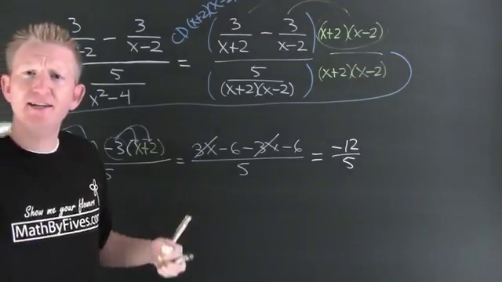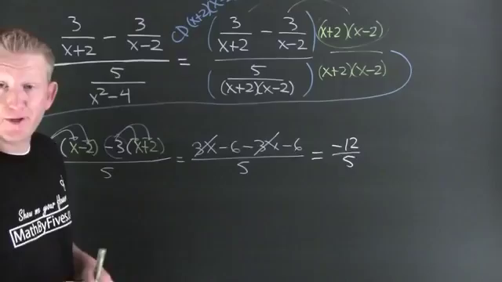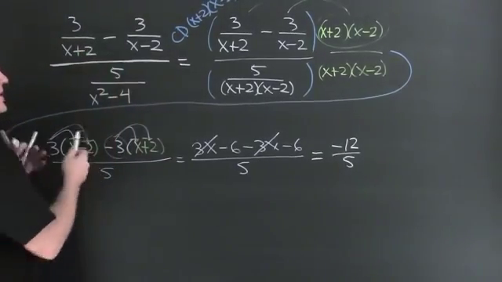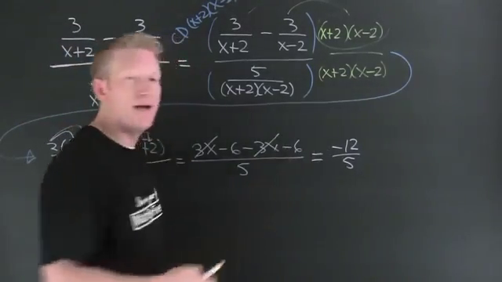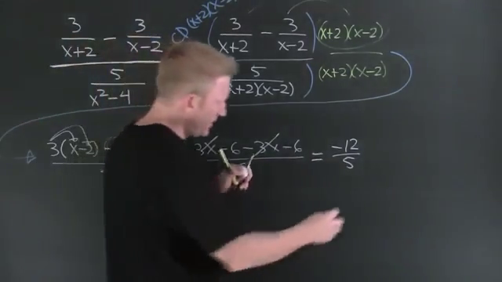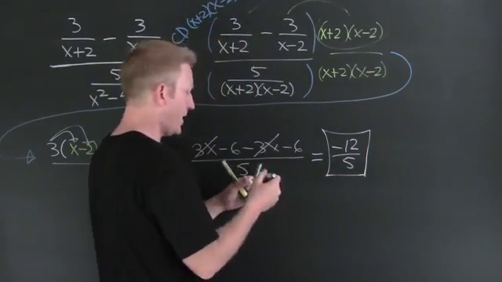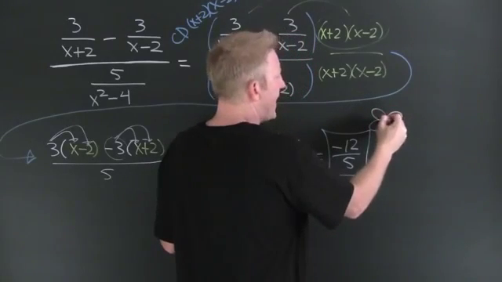What does that mean? It doesn't matter which x you picked, as long as it wasn't plus or minus 2. In the original expression, if you were to evaluate that expression, it would always come out to minus 12 fifths. A box and a flag.